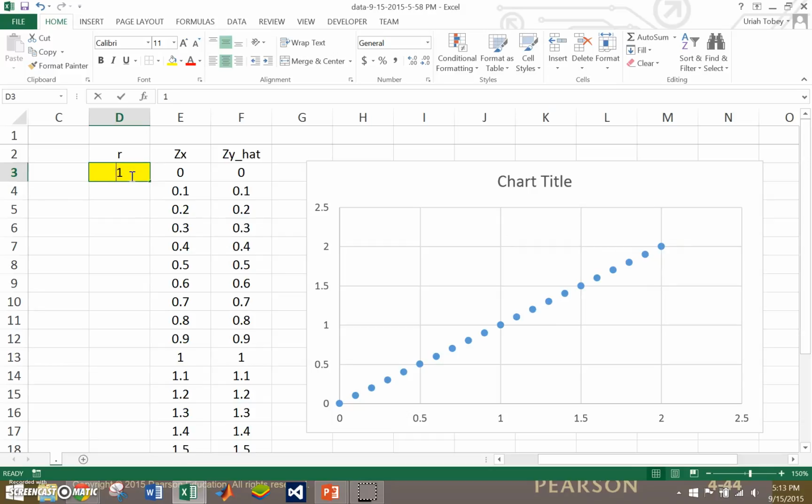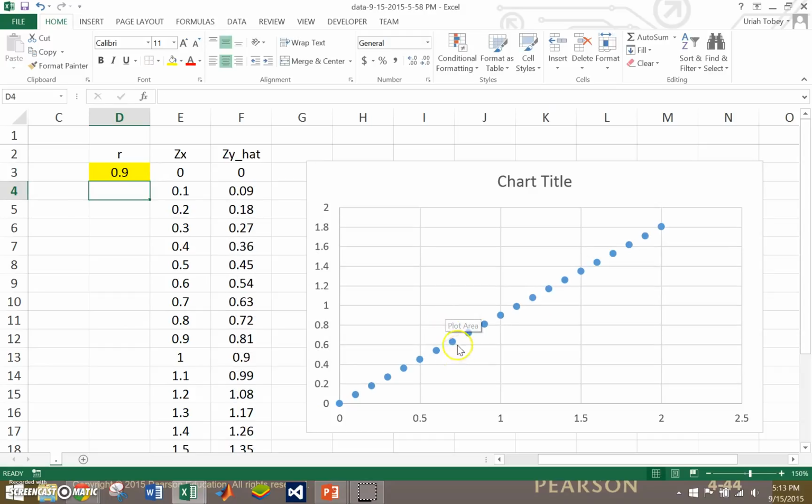If I make it 0.9, now before I hit enter, pay attention to the scale. So our scale right now is from 0 to 2.5. It's a 1-for-1, zx is zy hat. When I go 0.9, notice how this axis is now different. It goes from 0 to 2, and when zx is 2, zy hat is 1.8. It's a little bit lower. When zx is 1, our zy hat is like 0.9. It's a little bit lower.